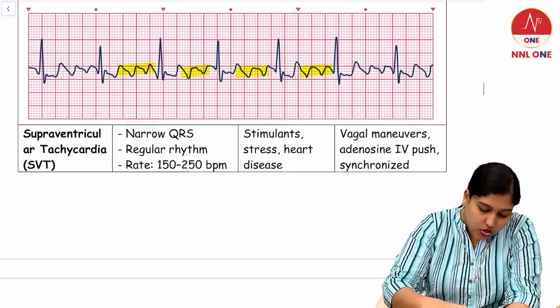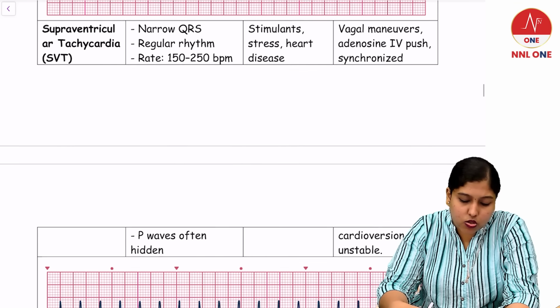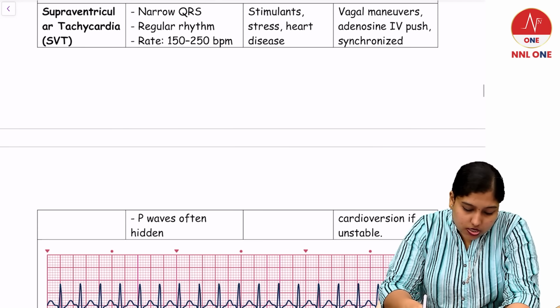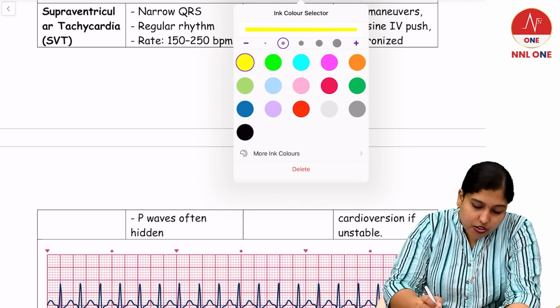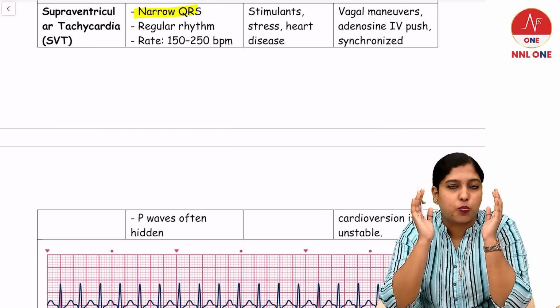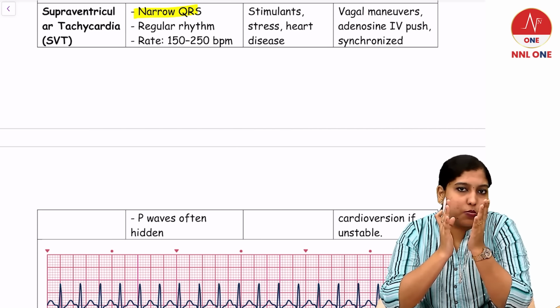Okay. So next we have the supraventricular tachycardia, where a lot of MCQs are asked. So this is the supraventricular tachycardia's ECG you can see. First and foremost, you have to know there will be a narrow QRS rhythm. SVT is a narrow QRS rhythm. I will tell you what is meant by narrow QRS rhythm.